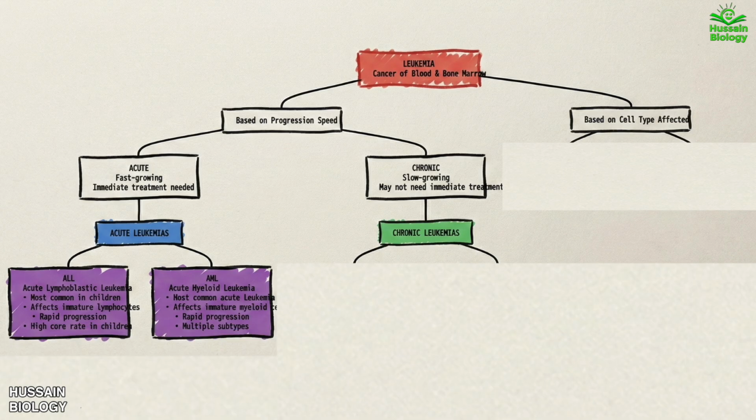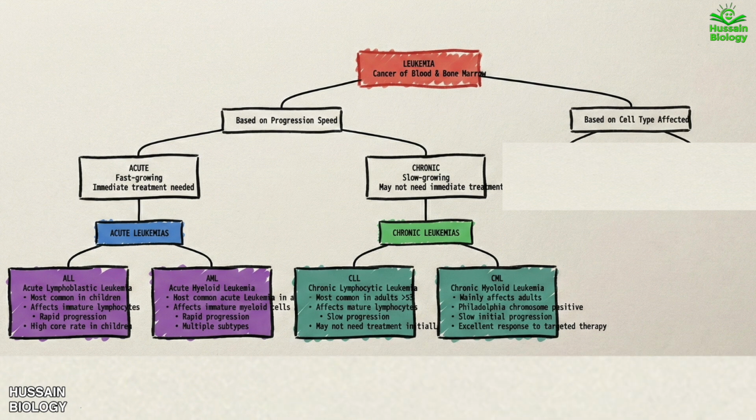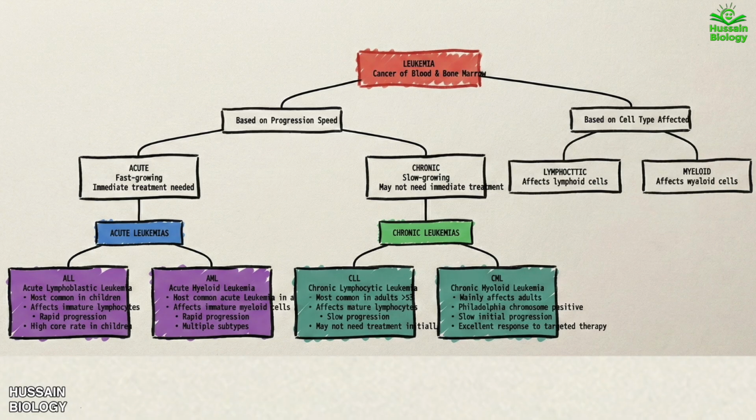ALL is acute lymphoblastic leukemia, AML is acute myeloid leukemia. Whereas the chronic leukemias is divided into two, CLL and CML. CLL is chronic lymphocytic leukemia, CML is chronic myeloid leukemia. Now getting to cell type affected, where we have got two types, lymphocytic and myeloid. So this is the basic overview of classification of leukemia. And this is what leukemia is, its genetic drivers, and this basic classification.